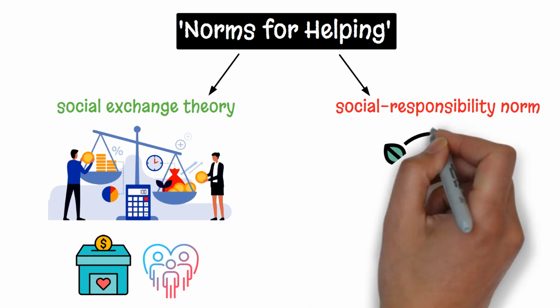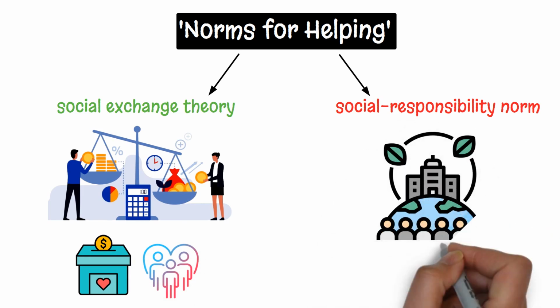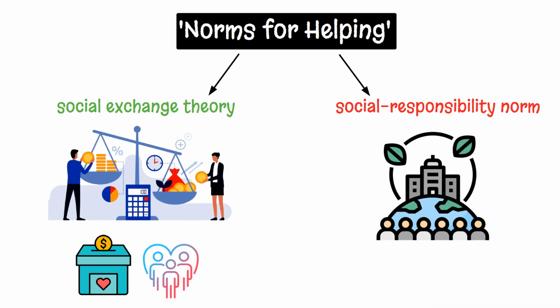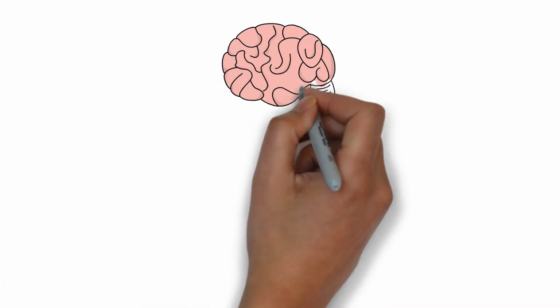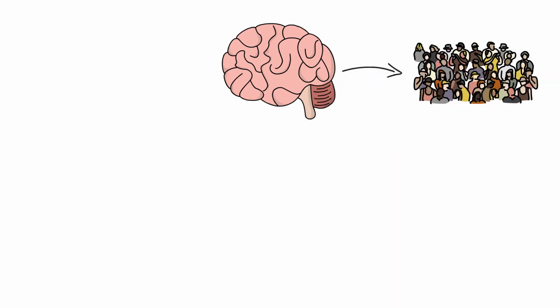The social responsibility norm suggests that we should help others with no expectation of reward, because it's the right thing to do. This is evident when someone stops to help a stranger change a flat tire on a deserted road. Understanding these concepts equips students with the tools to analyze social phenomena critically.